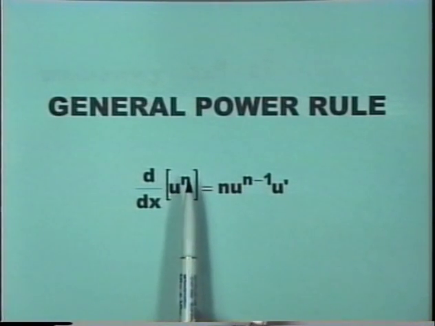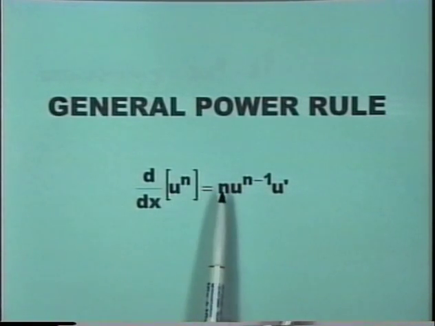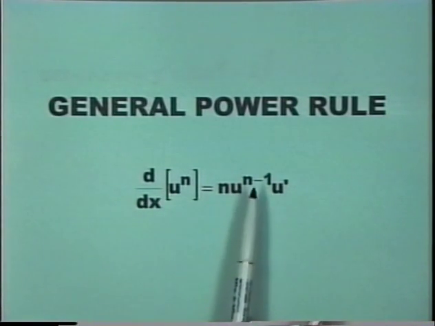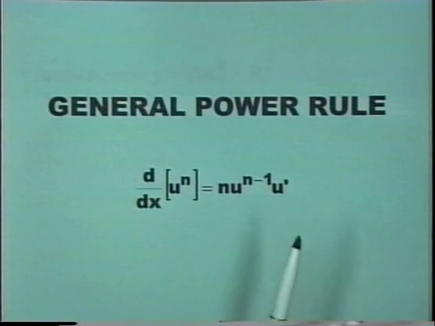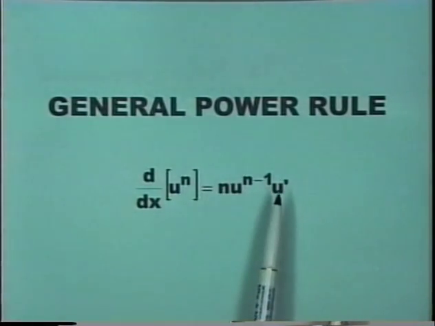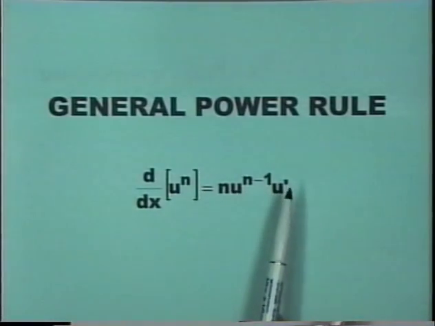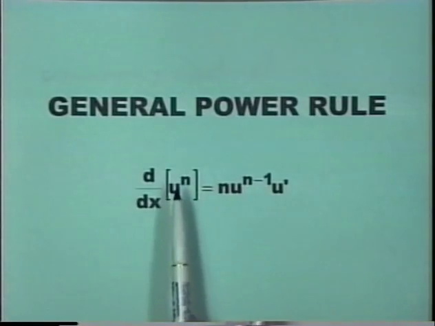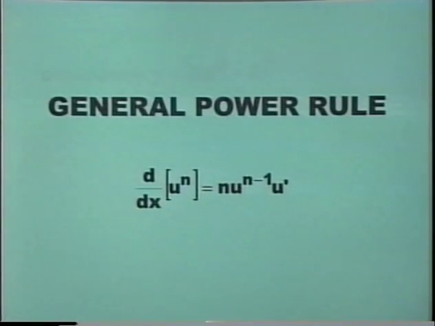Notice it starts out the same. Your exponent comes down, n. Then this quantity is written down, and you subtract 1 from your exponent. So this is the usual power rule part. Then you'll notice over here at the end you see u prime. In other words, take the derivative of that function that is raised to that power.